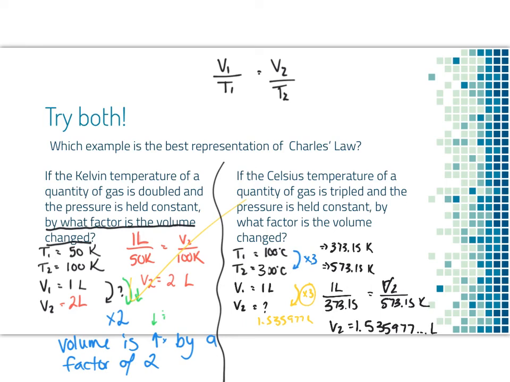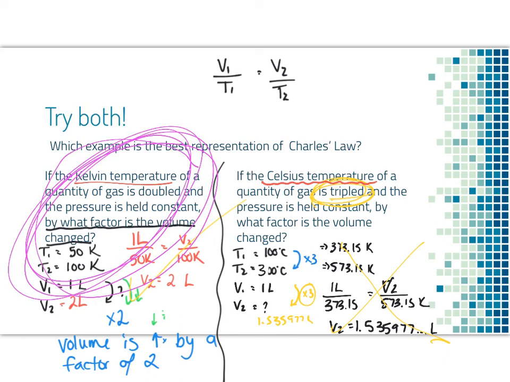Therefore, this is not a great representation of Charles' law, because the fact that the temperature is tripled didn't actually result in a tripling of the volume. It's because we started with the Celsius temperature being tripled instead of the Kelvin temperature. So this is not as great a representation. I would say that our best representation of Charles' law would be our first one, because the Kelvin temperature is being doubled, not our Celsius temperature.